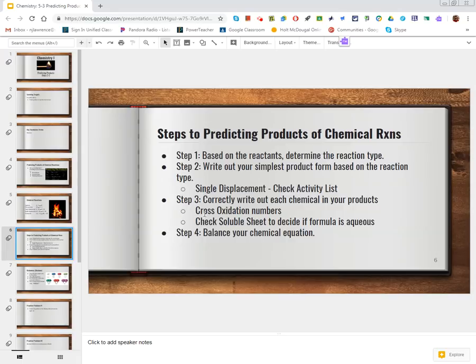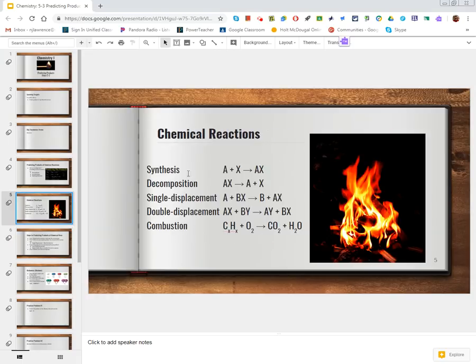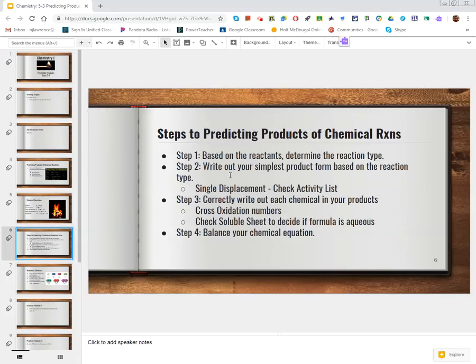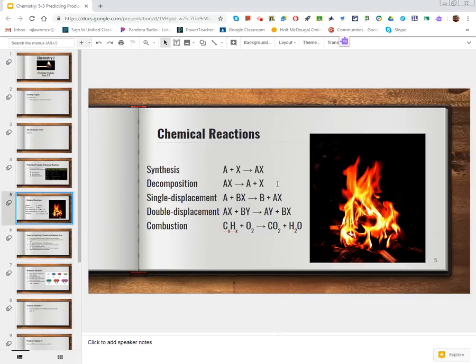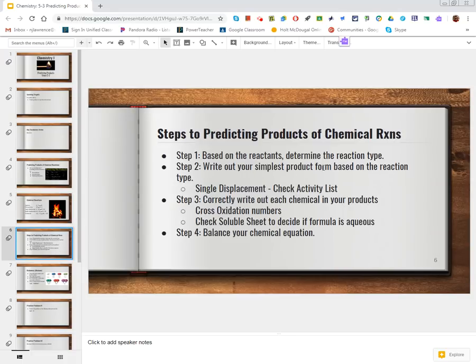Here are the 4 steps in order to predict the products of a chemical reaction. Step 1: based on the reactants, we want to identify the reaction type. Identify which of the 5 reactions we're trying to produce or write down. Step 2 is, let's write out the simplest form of the products based on the reaction. With a little practice, this should be manageable, where you can switch up partners, you can break down compounds, and start writing out products based upon what would be the simplest form of those chemicals.